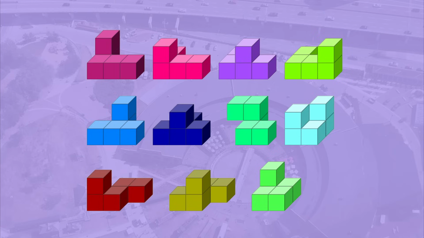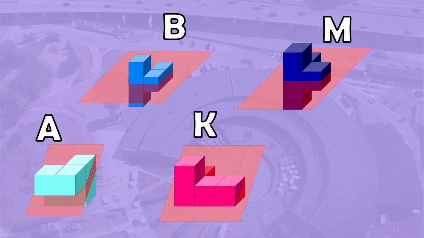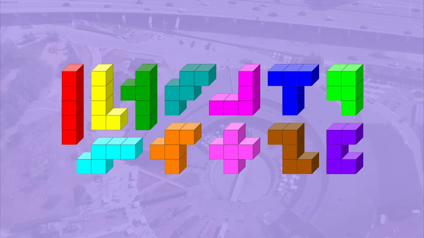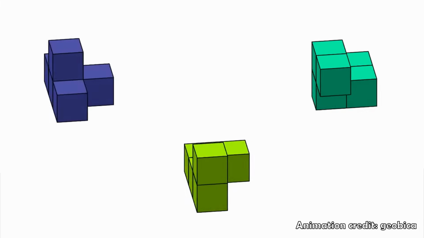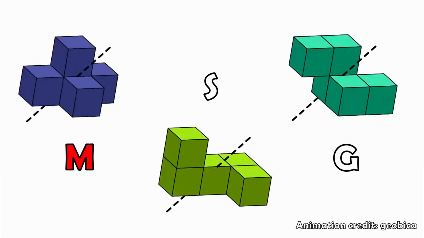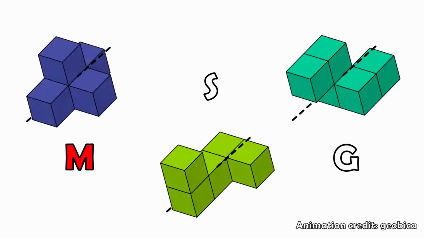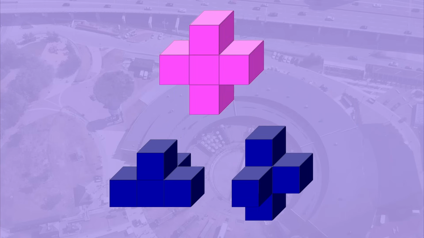Of the 11 new pentacubes, J, E, H, and R all have no symmetry whatsoever. A, B, K, M, and Q all have one axis of symmetry. None of the new pentacubes have more than one axis of symmetry. However, just like the original 12 Pentominos, 3 of these pentacubes also have rotational symmetry, being M, S, and G, thus making M the only new pentacube to have both reflectional and rotational symmetry, which isn't too surprising considering it looks really similar to the X Pentomino, but with one cell on top of the middle.